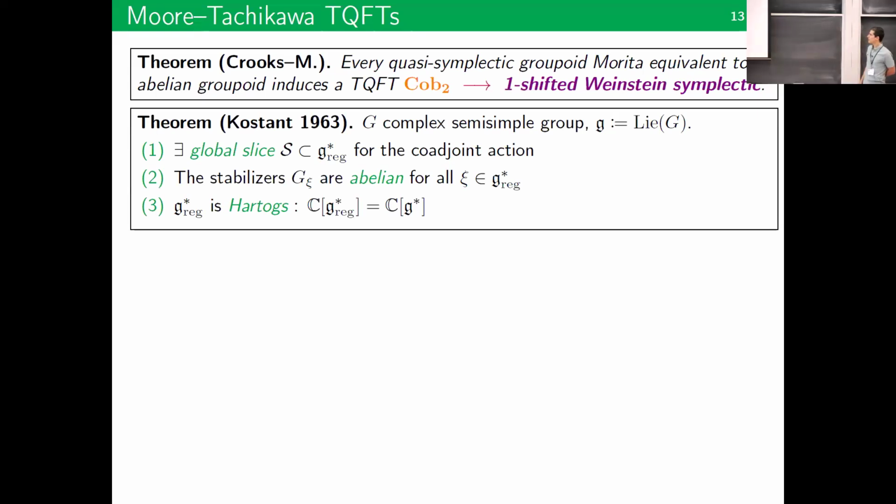So this says that we have a global slice for the set of regular elements in the dual of the Lie algebra, and that the stabilizers are abelian. So you already see that the fact that these stabilizers are abelian might be relevant to us. And the third one, which will come later, is that this set of regular points is Hartogs. Hartogs means that holomorphic functions extend, but also in particular algebraic functions extend. So this C bracket means algebraic functions. And so every algebraic function, every rational function on the set of regular points is actually just a polynomial. It extends to the whole vector space.